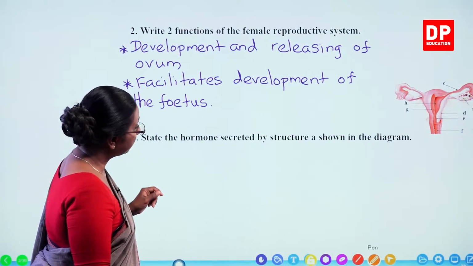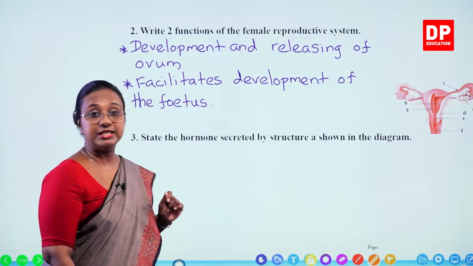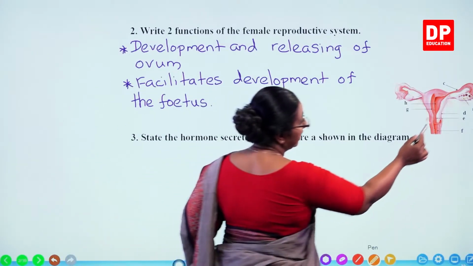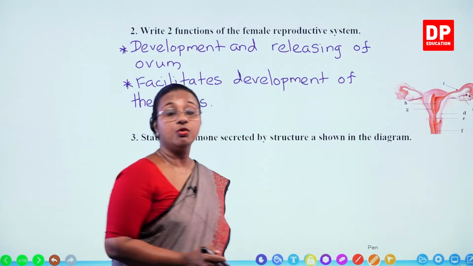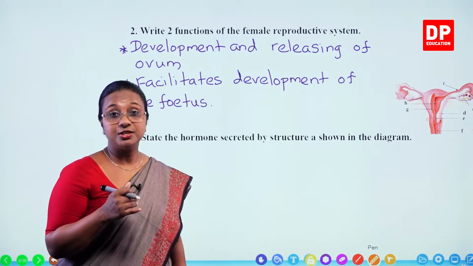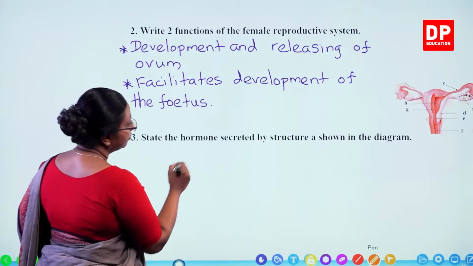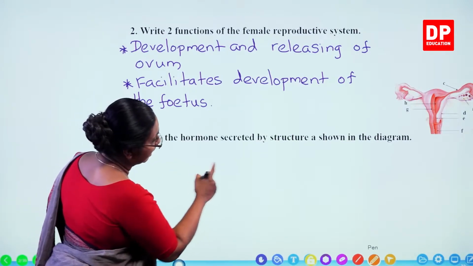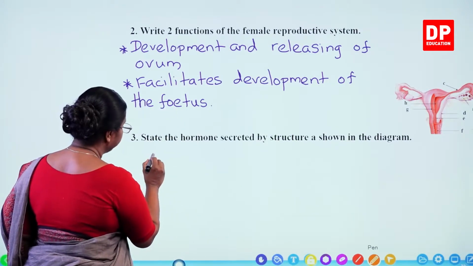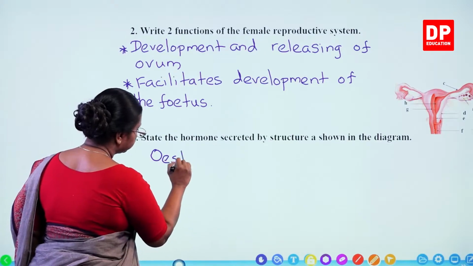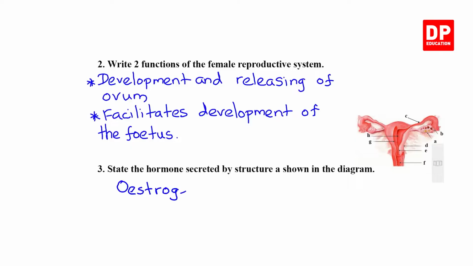State the hormone secreted by structure A shown in the diagram. So, what is structure A? We identified it as the ovary. I just told you all what are the hormones, estrogen and progesterone. So, state the hormone secreted by structure A shown in the diagram. Estrogen and progesterone. So, those are the two hormones.